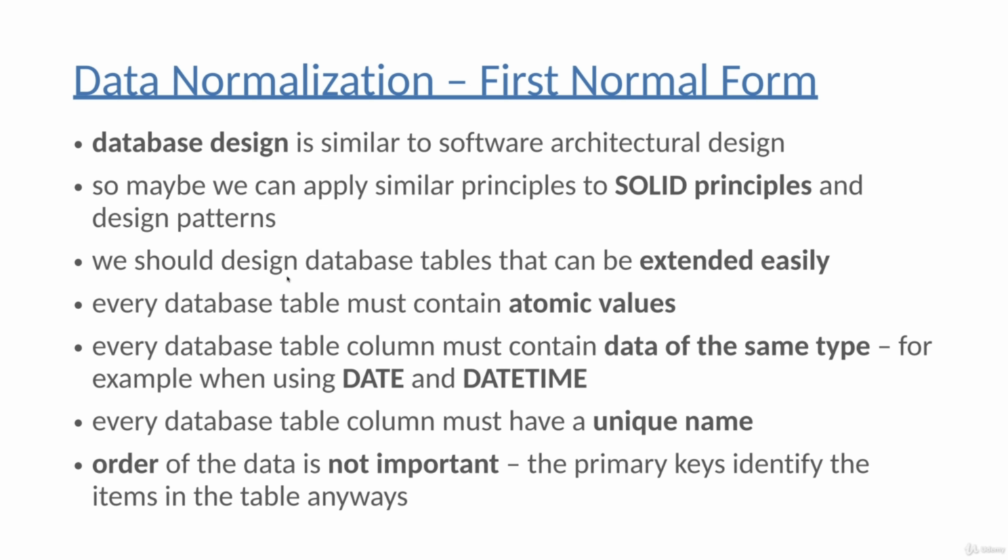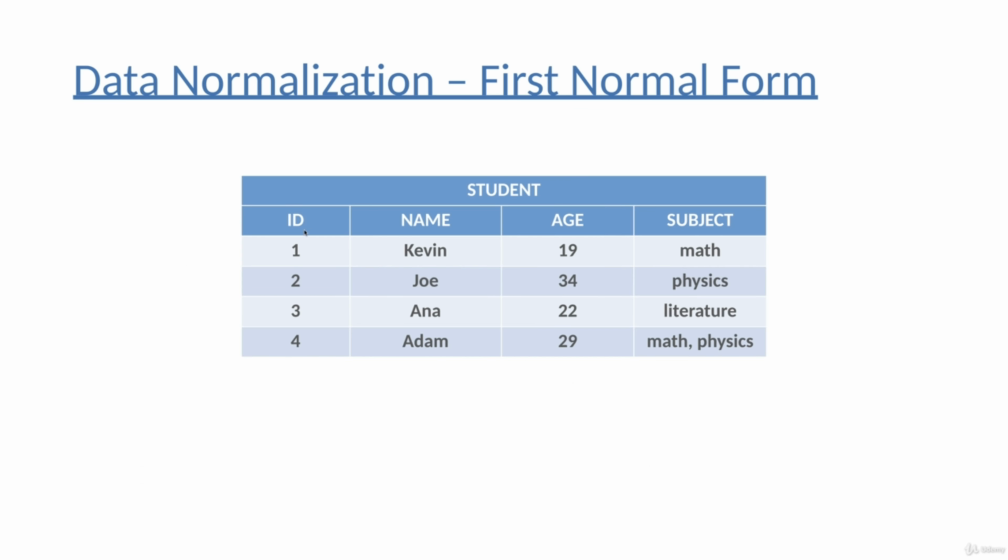First of all, every database table must contain atomic values. For example, if we are considering the student ID, these are atomic values: 1, 2, 3, 4. As far as student names are concerned, Kevin, Joe, Anna, and Adam are atomic values. What about the subjects? It is working fine for math, physics, and literature, but what about the last row? It has math and physics. So the last row in the subject column is not an atomic value. It should be math or physics, but it is not good practice in database design to use something like this, where the subject is math and physics.